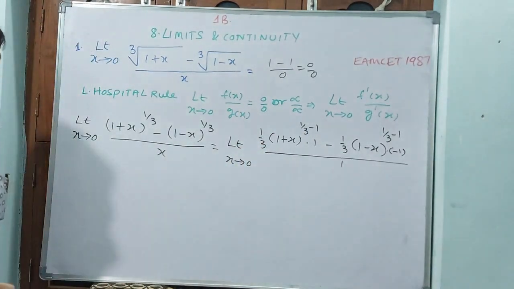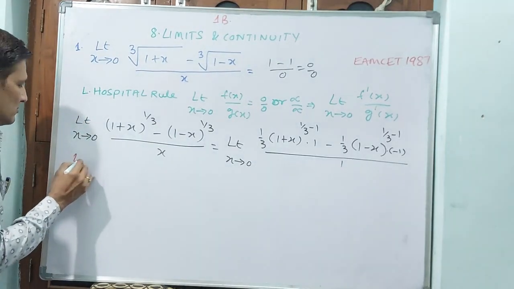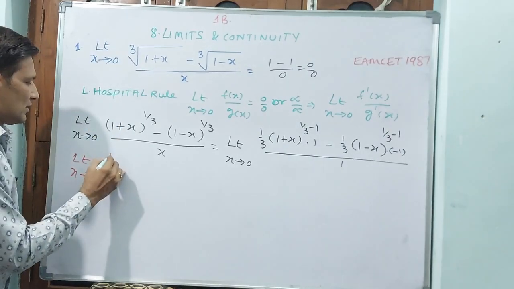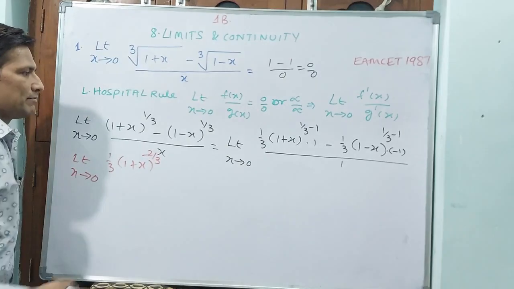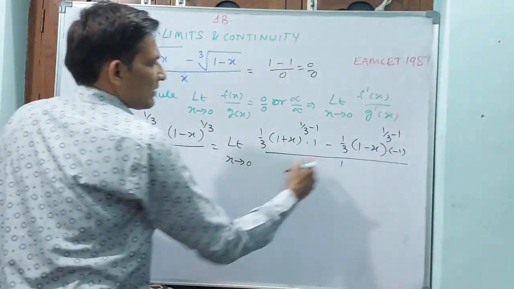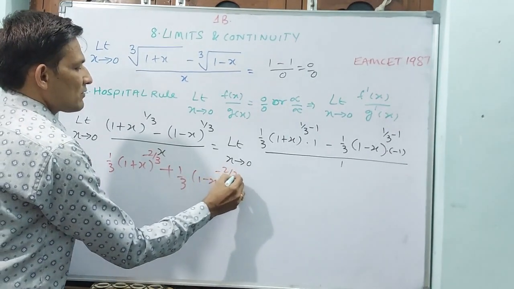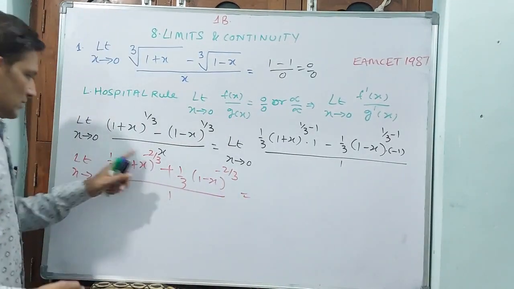1 by 3 minus 1 is minus 2 by 3. Write down: limit x tends to 0, we have not yet applied the limit, 1 by 3 into 1 plus x whole to the power of minus 2 by 3, minus of minus becomes plus, because of the minus and minus 1, 1 by 3 into 1 minus x whole to the power of minus 2 by 3, divided by 1. Now you apply the limit.